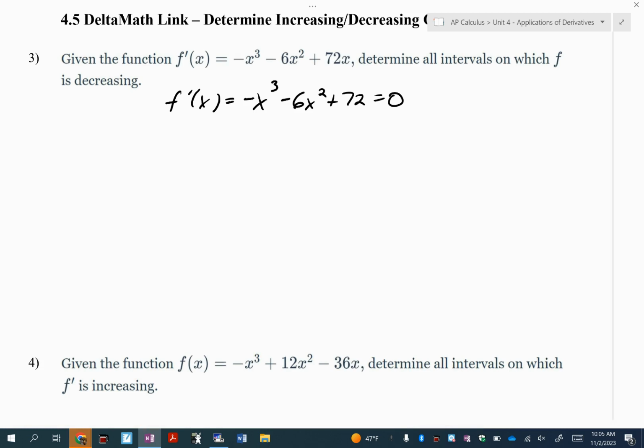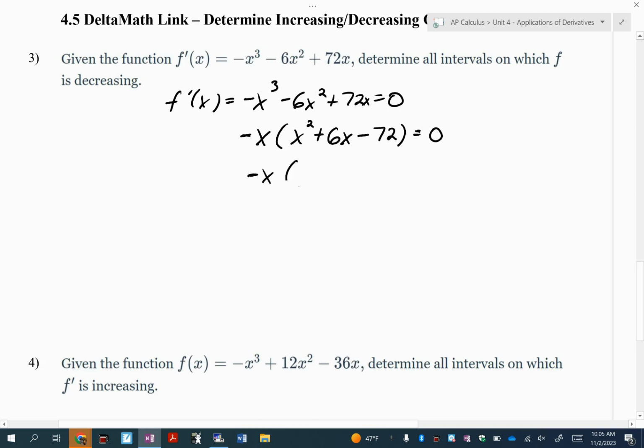So let's factor. What can I factor? Oh, I missed an x, my bad. What can I factor out of these 3 terms? I can't factor out a number, right? Well, technically I'm going to factor out a negative as well. Do you see how the first term is negative? I want to get that out of there. So I'm going to factor out a negative x. And what is remaining? X squared plus 6x minus 72.